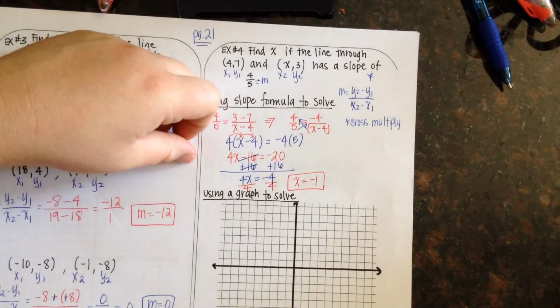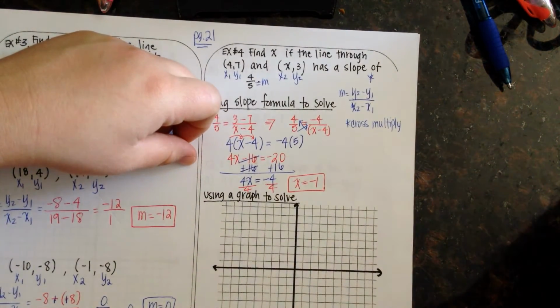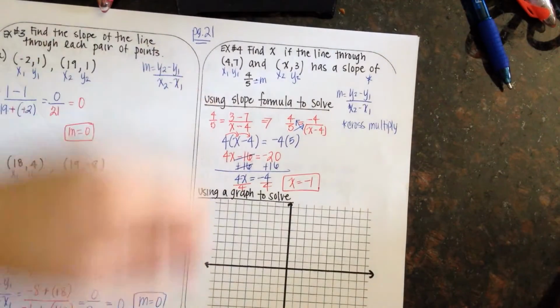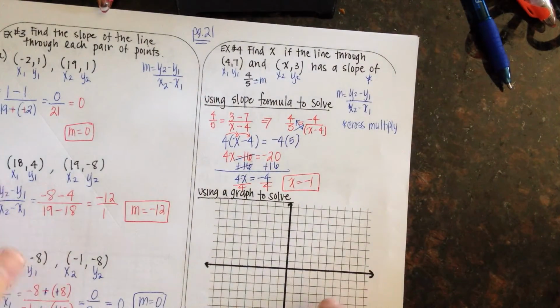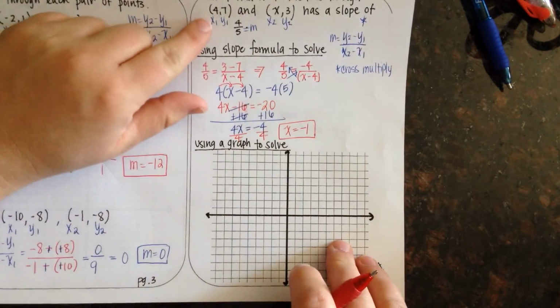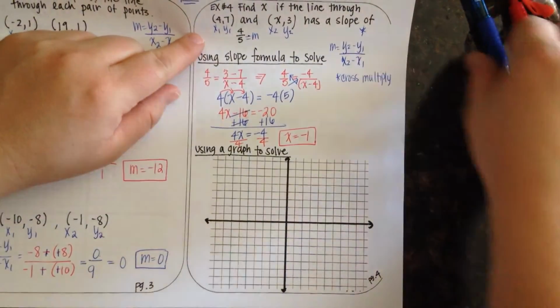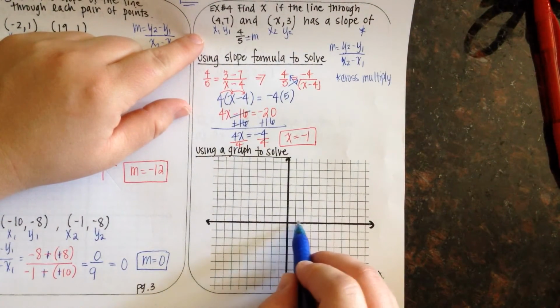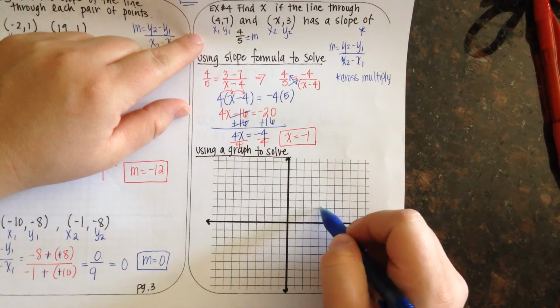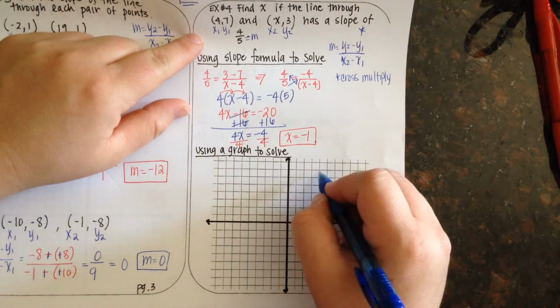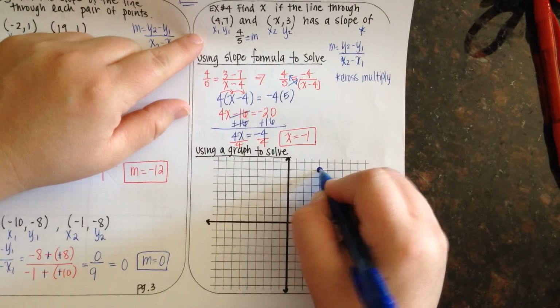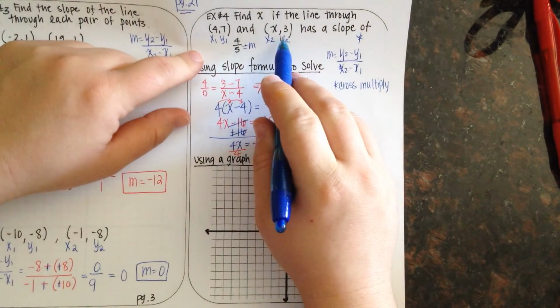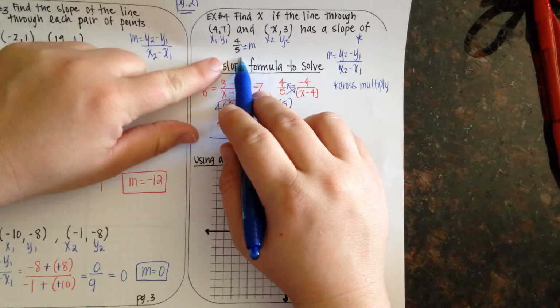Okay, now using the graph to solve. Okay, so if you wanted to do this using a graph, you could do the same thing. You do know one of the known points is 4, 7. So let's go ahead and plot that. 1, 2, 3, 4. 1, 2, 3, 4, 5, 6, 7. Okay, now unfortunately you don't know the second point. However, you do know the slope.